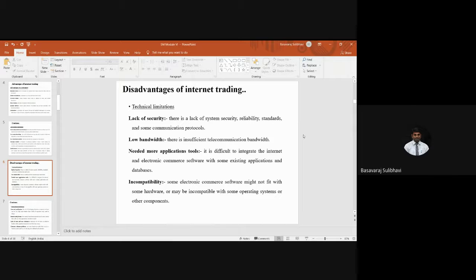Then we have incompatibility, as I said earlier. Some electronic commerce software might not fit with some hardware, and may be incompatible with some operating systems or other components. So you should know that developing software which can be compatible with almost all types of devices customers use to access e-commerce sites is needed for reaching the customers.